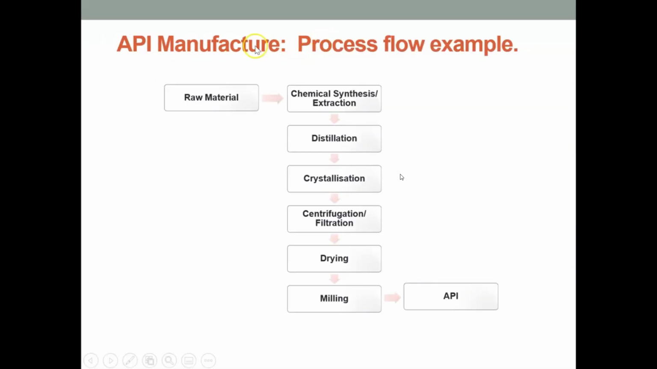This is just an example of a typical process flow from an API manufacturer site. So you've got your raw material going in, you're doing some kind of chemical synthesis or a reaction here, or perhaps an extraction. You might distill out your product, you might need to crystallize it, you might need to perform some centrifuge or filtration, and you might need to dry it at the end. You may even need to mill it. And once you've gone through all of these different unit operations, depending on what your product is, you will have your API, your active pharmaceutical ingredient, coming out at the end.